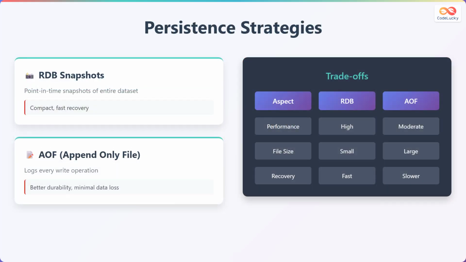Redis provides persistence options to prevent data loss. The first method is RDB snapshots, which take point-in-time snapshots of the entire dataset. This method is compact and allows for fast recovery. The second method is Append Only File, also known as AOF, which logs every write operation. This provides better durability and minimal data loss. Comparing the two, RDB offers high performance in small file sizes, but AOF provides moderate performance with larger files. Recovery is faster with RDB and slower with AOF.